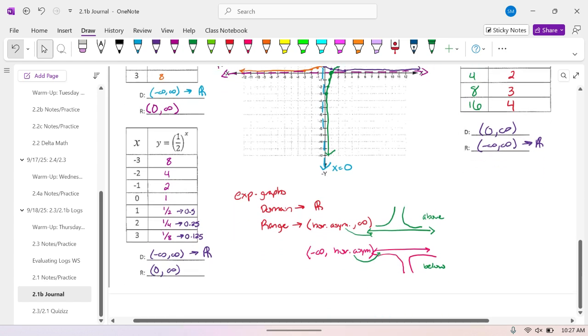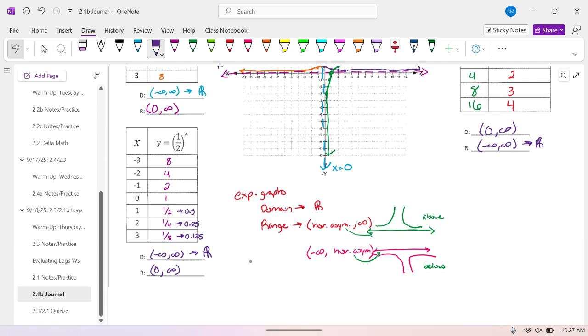So if we wanted to make a note down here about how you can find the domain and range for log graphs, all you would have to do is switch the domain and range. So for log graphs, the range is always all real numbers, whereas the domain depends on where the vertical asymptote is. Does that make sense? Yes, no, maybe.